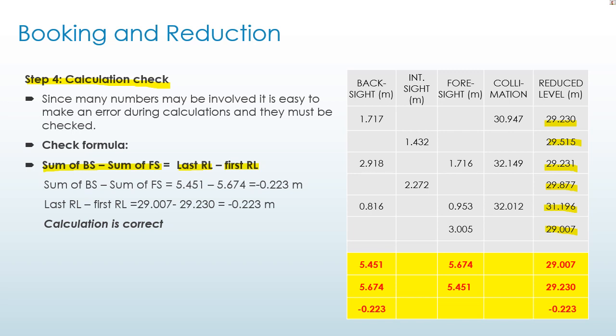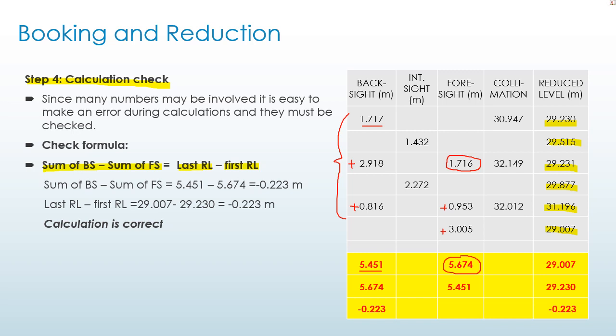In this case, the sum of the backsight plus, so that gives you 5.451 meter. The sum of the foresight plus, that gives you 5.674 meter.